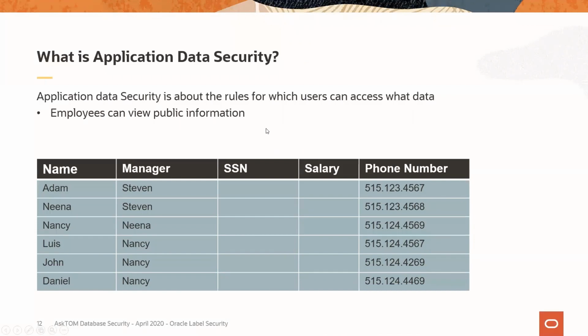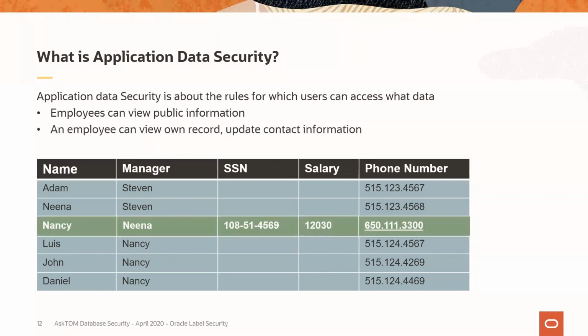So here's an example. This is an internal HR lookup contact system where employees in a company can view public information about other employees in the company, but they can also view their own record and update their own contact information. And so they can see their own; in this example, Nancy can see her own social security number and her own salary. And that makes sense.